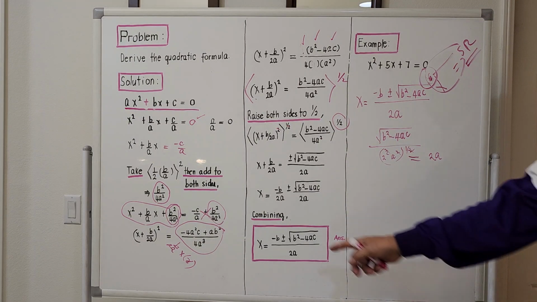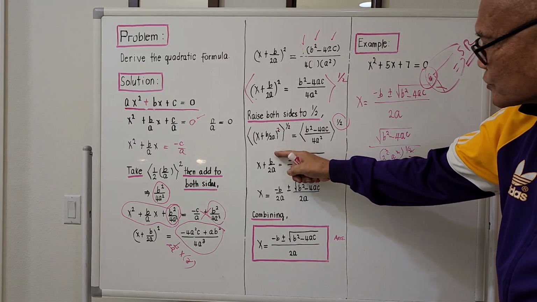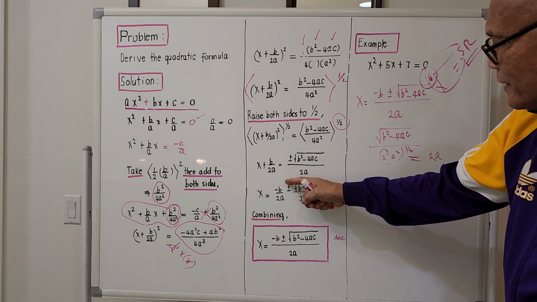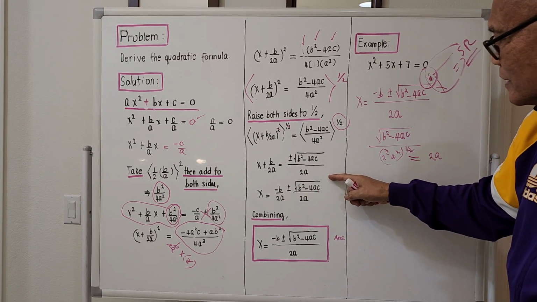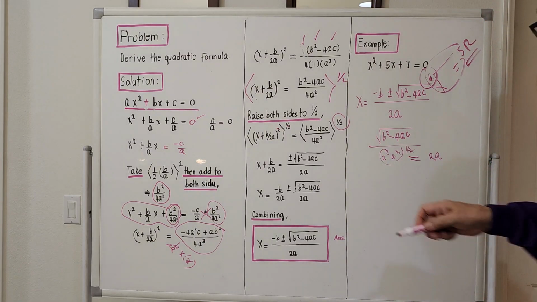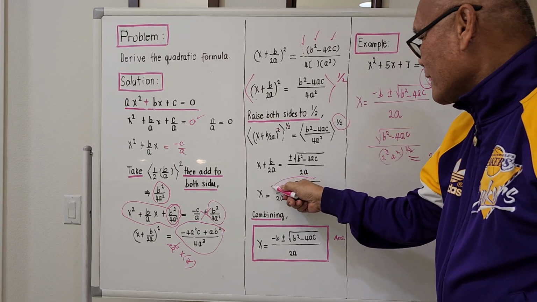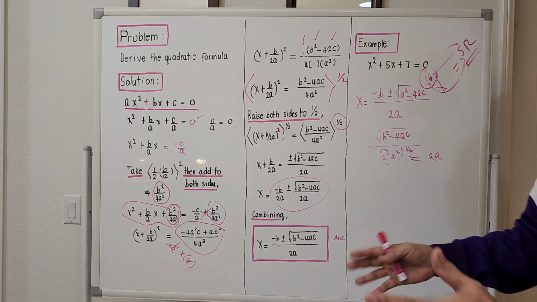Okay? Then solving for x, we transpose this to the right. It will be negative b over 2a plus or minus the square root of b squared minus 4ac all over 2a. And if you notice, the right hand side is actually two terms. They are both fractions, but luckily the denominators are the same. So actually we can now combine this, no problem.